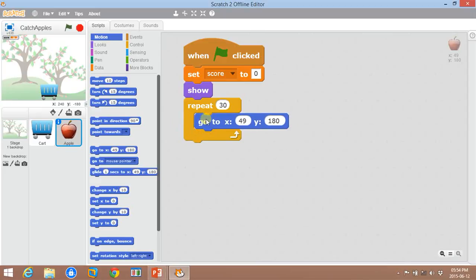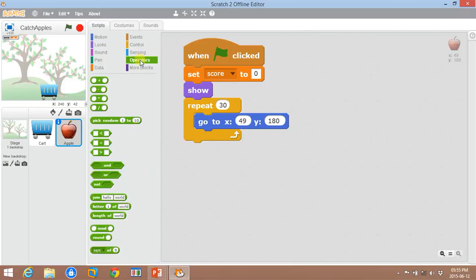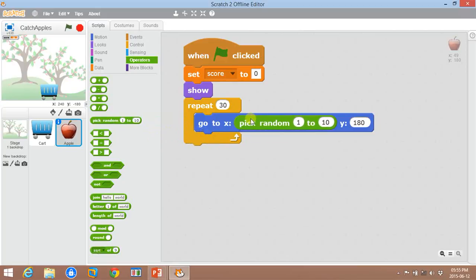Okay, now we're going to leave the Y at 180, but we're going to go and look for our random block again in the operators, the green collection. We're going to pick random, and we are going to drag it and put it in the X area. And instead of going from 1 to 10, we are going to go from minus 210 to plus 210.